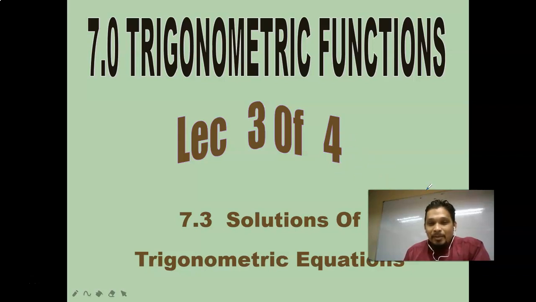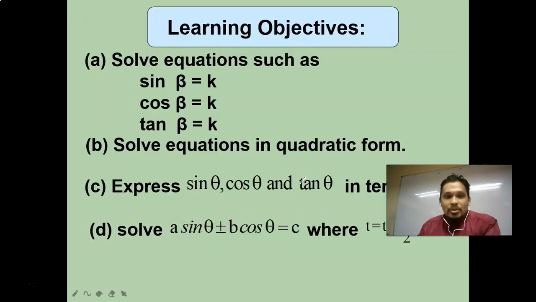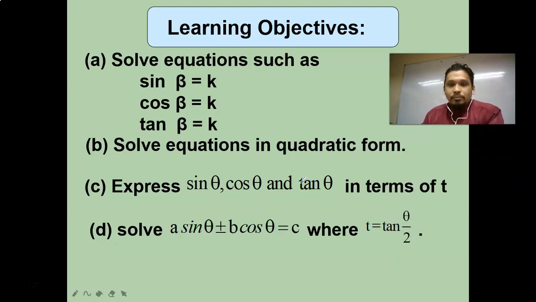Okay, so today we continue our lesson or discussion of this topic 7 here with trigonometric functions, solutions of trigonometric equation. Okay, so let's take a look at the content of this subtopic, and I do hope that all of you, please refer to your lecture notes. So we are going to solve equations such as sine of beta equal to k, as you see here, in a quadratic form expressed in the term of t, and also solving this we call equation with t equal to tangent theta over 2.